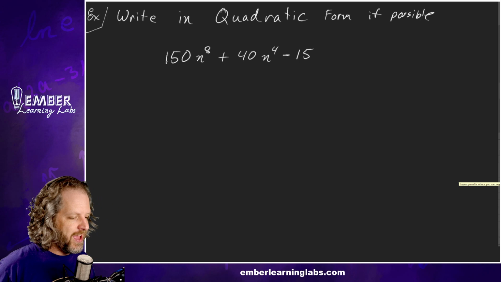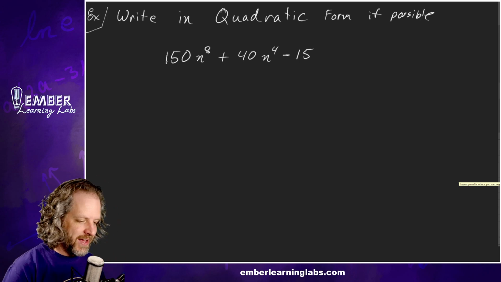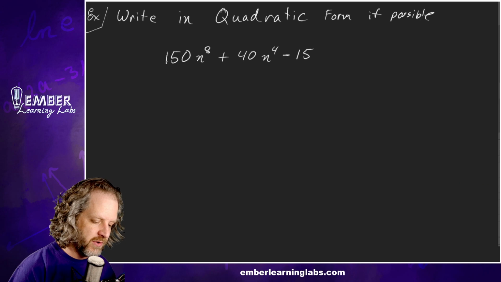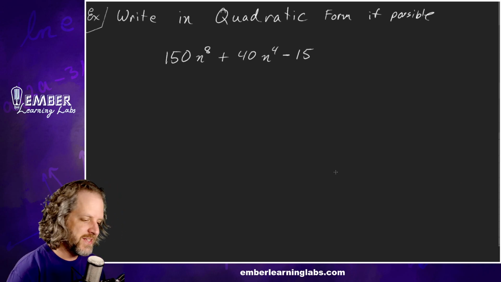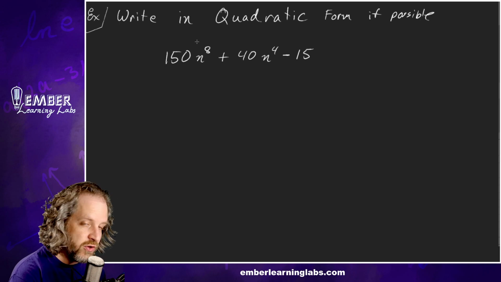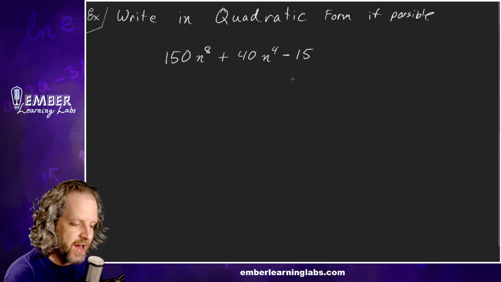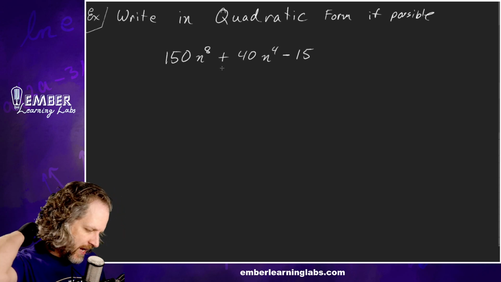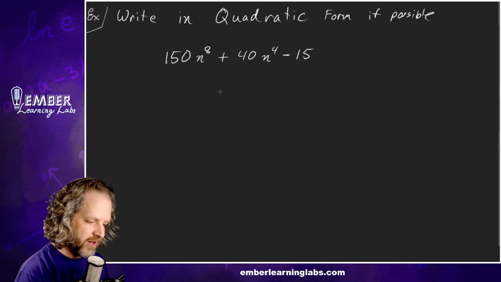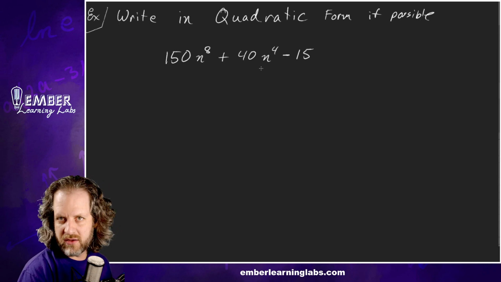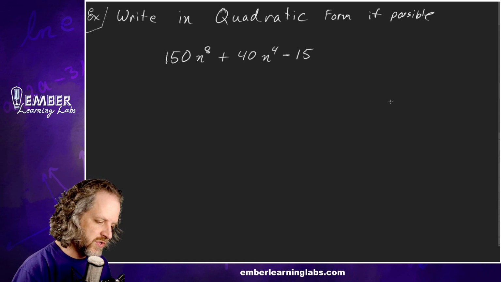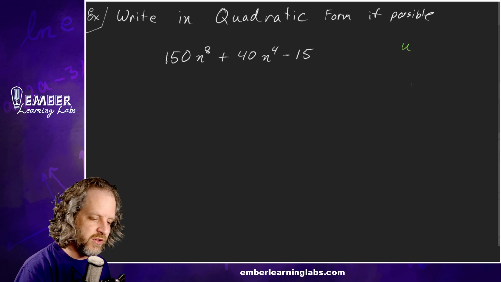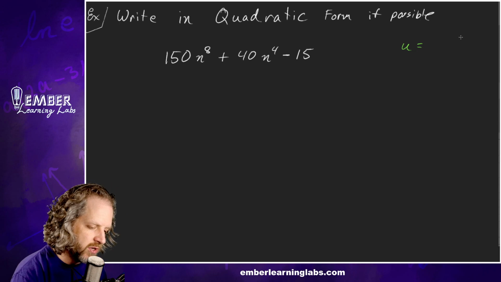So here it is. We're going to write this in quadratic form if possible. So our goal is to have this have a u squared and this have a u. We don't really care about that one, right? So let's start by looking at the variables. What we need is for this to be this squared. That's kind of our goal here. So I'm going to kind of in the margin over here start building u. U is going to have n to the fourth in it.